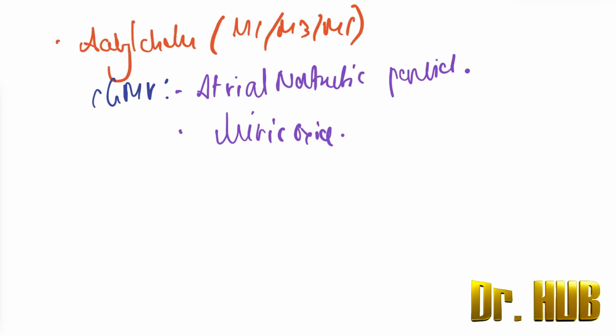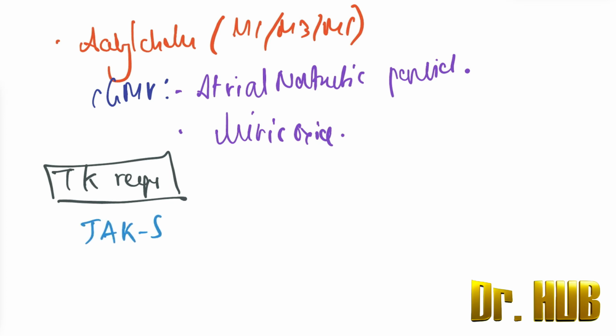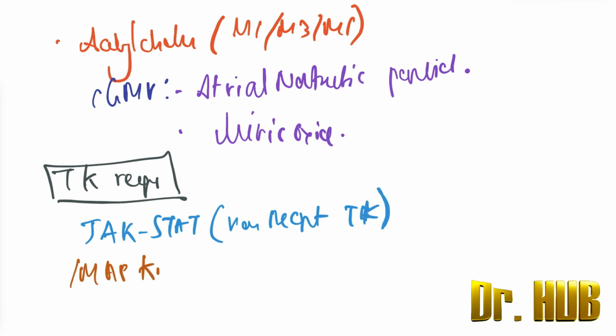Then we move on to the tyrosine kinase receptors, TK in short. The tyrosine kinase receptors work through the JAK and STAT, that is a non-receptor tyrosine kinase, or the MAP kinase, which is a receptor tyrosine kinase pathway. So what does this include?